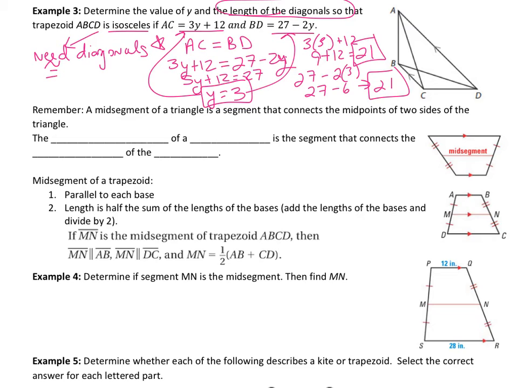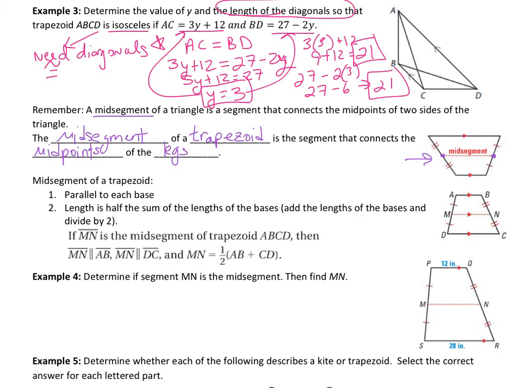We are going to bring back one of the vocab words we've talked about before, and that is a midsegment. We've talked about a midsegment of a triangle, and that's a segment that connects the midpoints of two sides of the triangle together. So when we talk about the midsegment of a trapezoid, it's a segment that connects the midpoints of the legs together. So if you look at our picture over here, these are the midpoints of the legs.